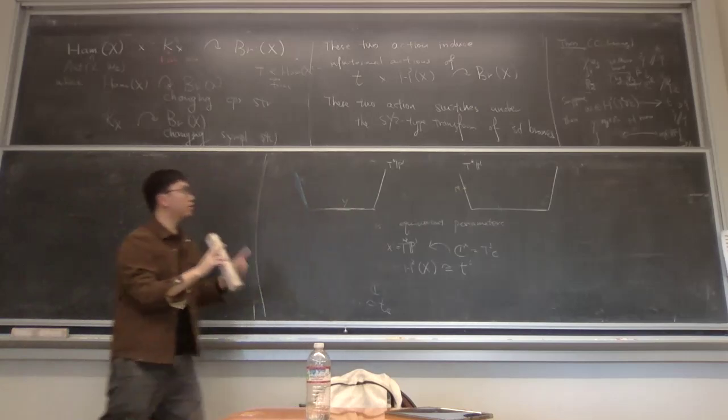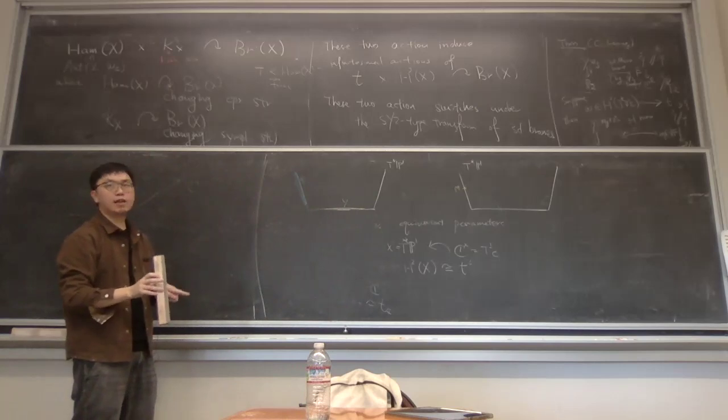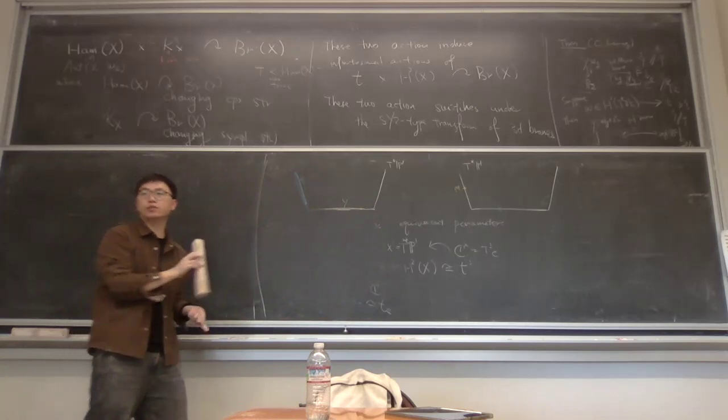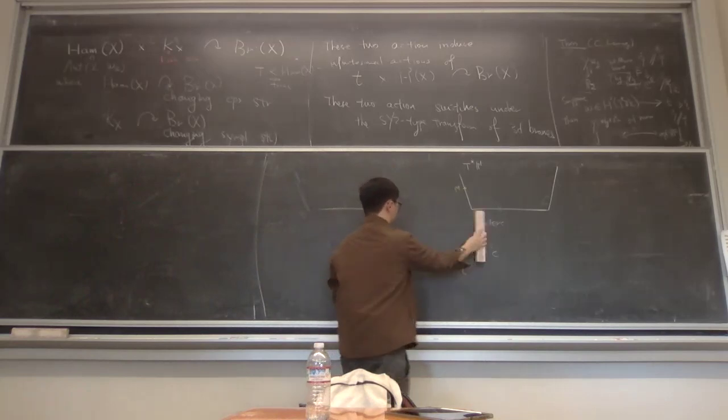That's what I mean by the exchange of equivariant and Kähler parameters in 3D being induced by the exchange of complex and symplectic structure in 2D. Okay, I hope this is clear enough.